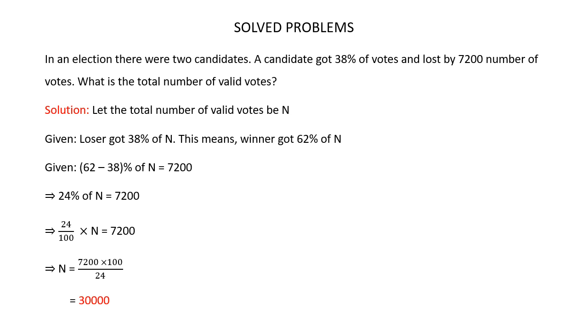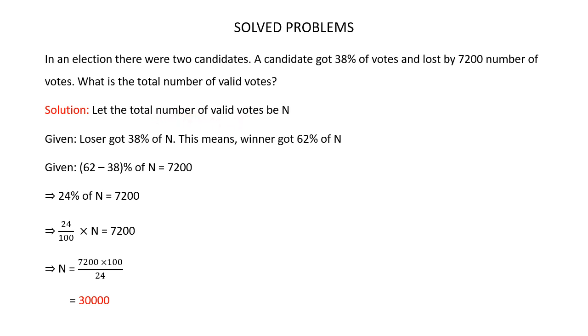In an election, there were two candidates. A candidate got 38% of the votes and lost by 7,200 votes. What is the total number of valid votes? So here we are asked to find the total number of valid votes. So let the total number of valid votes be N.